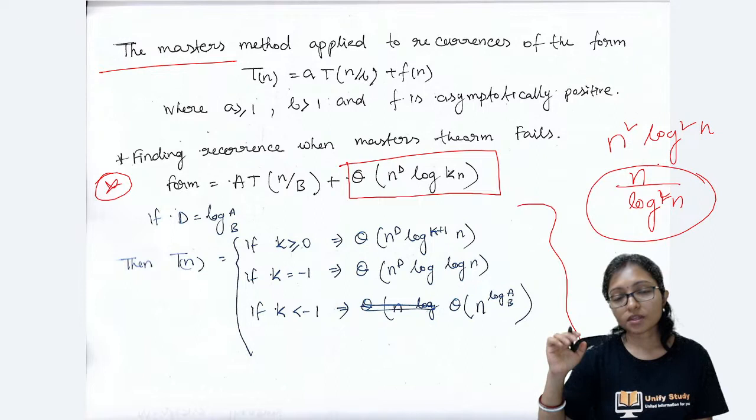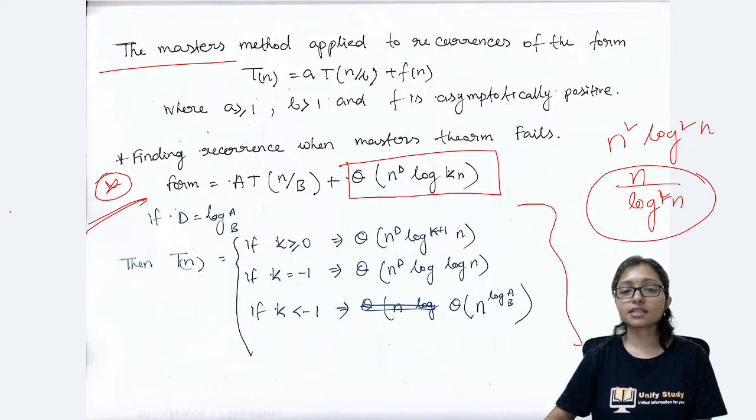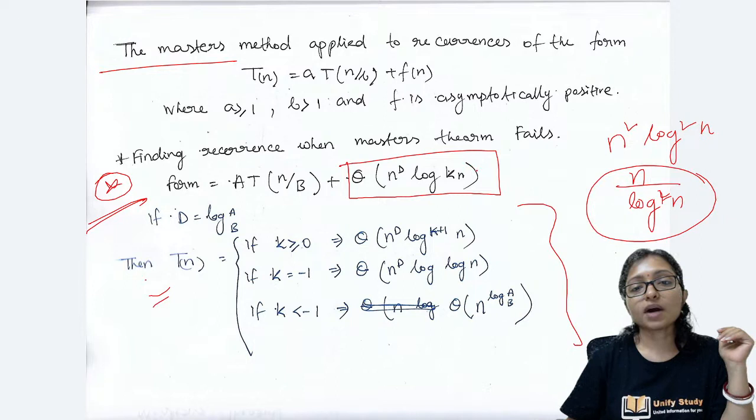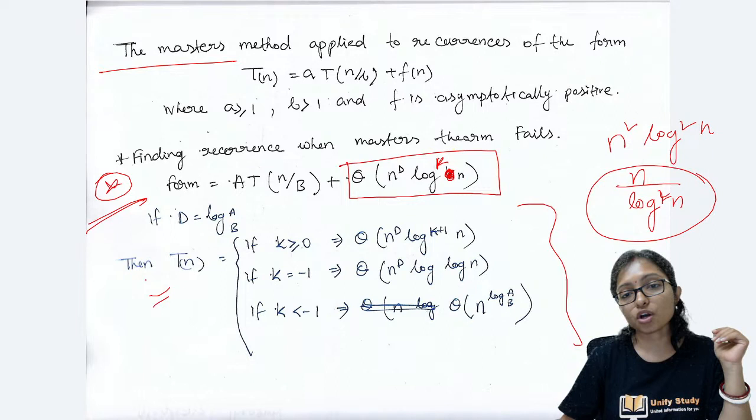Then you have to apply this extended master theorem, and you need to memorize only three simple rules. There is a trick to remember them. The format is n to the power d, log to the power k n. It is not k here, it is log to the power k. So we will check the value of k.